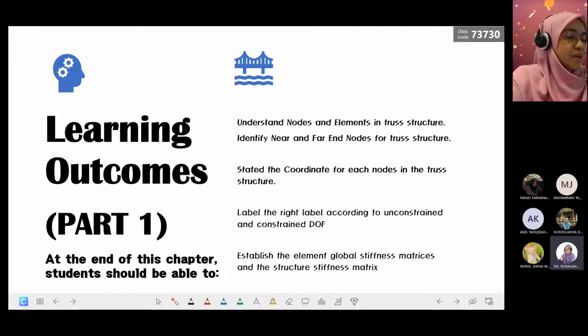And the next one is establish element global stiffness matrices and the structure stiffness matrix. Okay, so for the stiffness method, we will refer to the global coordinate system only. Even though we have local coordinate system, we will focus straight away to the global coordinate system, and we will establish what we call as the structure stiffness matrix.